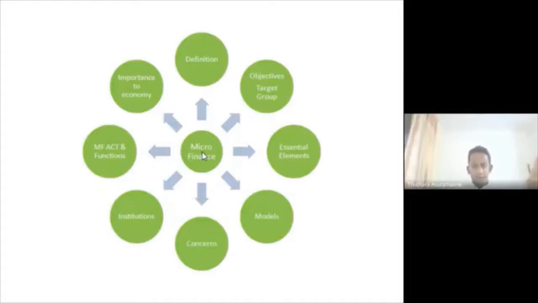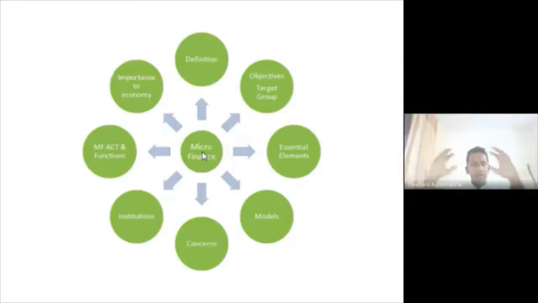What is the definition of microfinancing? What are the objectives of microfinancing? What is the target market or audience, right? So where basically you are targeting the microfinancing. Then you have to know what the essential elements in microfinancing delivery are, right? About teaming, empowerment, and savings, and those things we actually learn. So you need to know by heart.